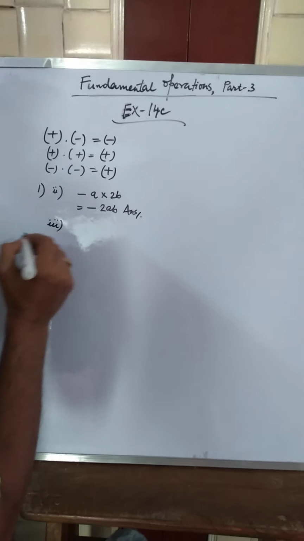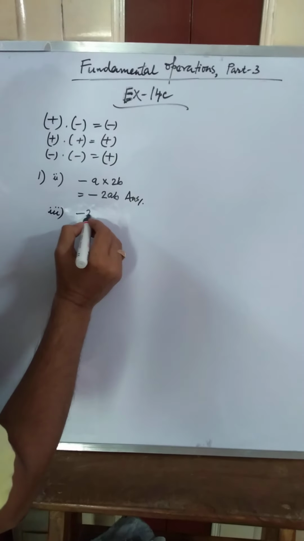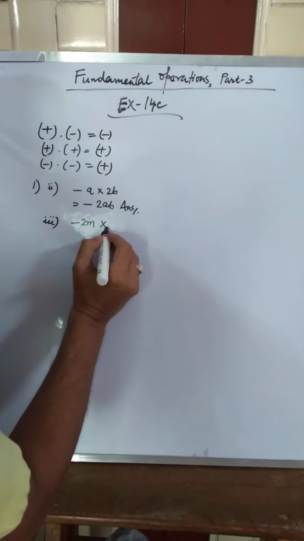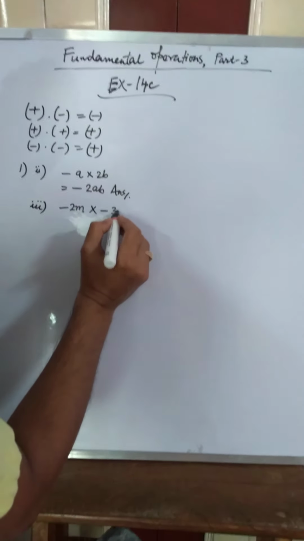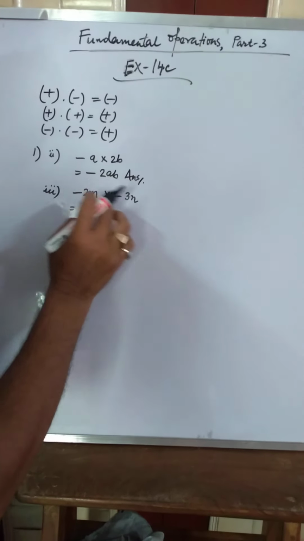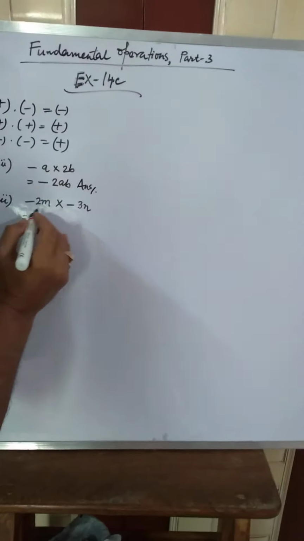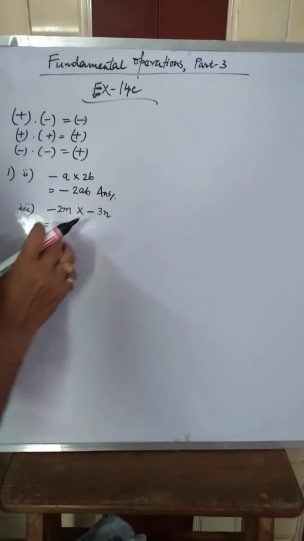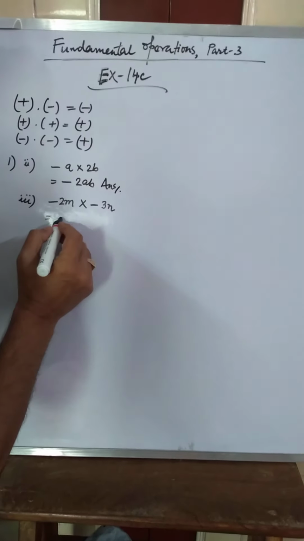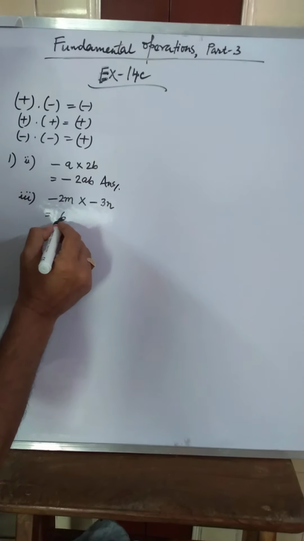1 Roman 3. Multiplication minus 2m by minus 3n. So two negative signs are multiplied with each other, so the sign should be positive. If you do not give the positive sign, it implies that the sign is positive. So 2 into 3, 2 3s are 6, m into n, mn. So plus 6mn, here it is the result.